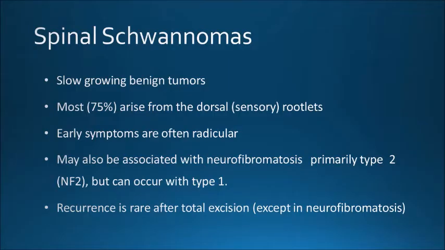Then we can have the spinal cord schwannomas. These are again benign tumors and the second most common intradural extramedullary tumors. Most of these spinal cord schwannomas arise from the dorsal rootlets or the sensory rootlets. Early symptoms are often radicular pain, and they can be associated with neurofibromatosis, especially type 2 neurofibromatosis, but it can also occur with type 1 neurofibromatosis. Recurrence is rare in these cases, especially in cases of total excision, but it can recur in cases of neurofibromatosis.